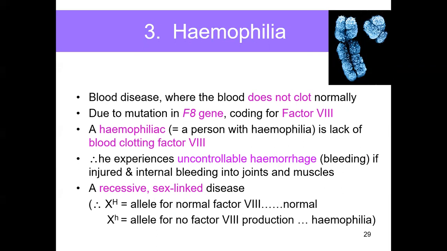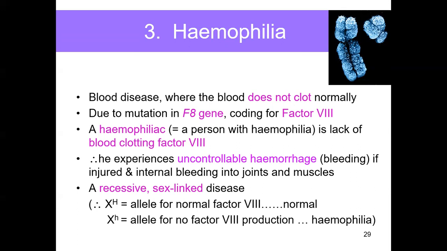So a person with haemophilia lacks blood clotting factor 8. So he experiences uncontrollable hemorrhage because when you go around, you might hit something, you may fall down, okay? And then you might bite your tongue or whatever. This will be an injury. Usually injury will cause bleeding to happen. Sometimes internal bleeding happens, but the blood cannot clot. So the person may die due to internal bleeding also. Okay?